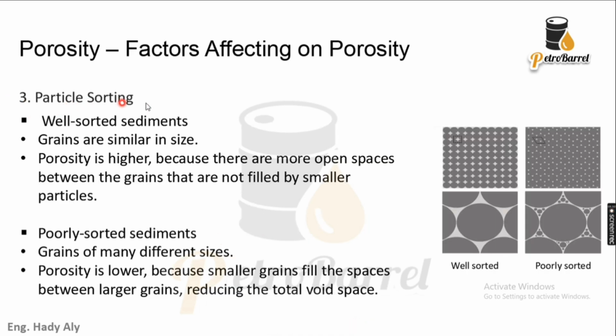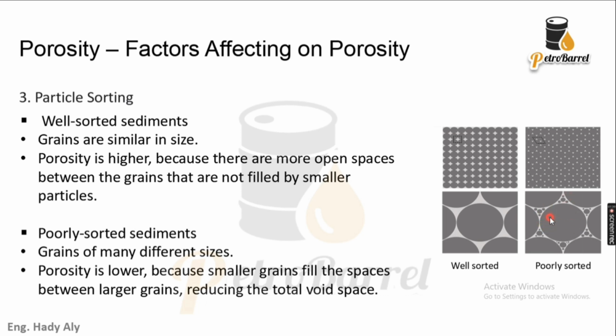The third one is particle sorting, at which I have well sorted and poorly sorted formations. The well sorted one has a better arrangement of the particles together. So this is well sorted. As you see, the light gray color is the pore space volume. So this gives me a high value of porosity, an indication of a highly porous formation. But here I have poorly sorted, at which I have different sizes of the particles.